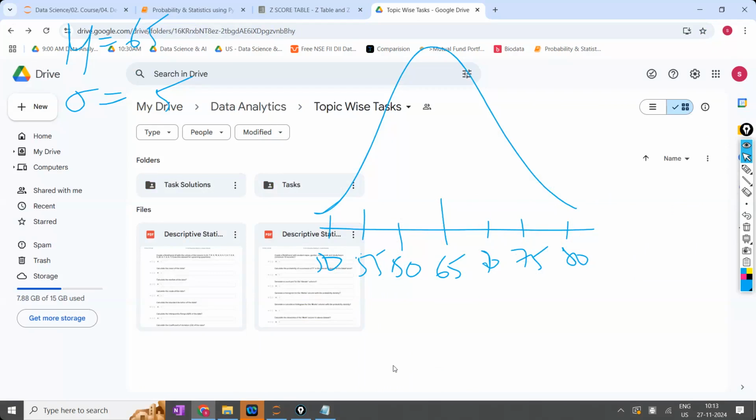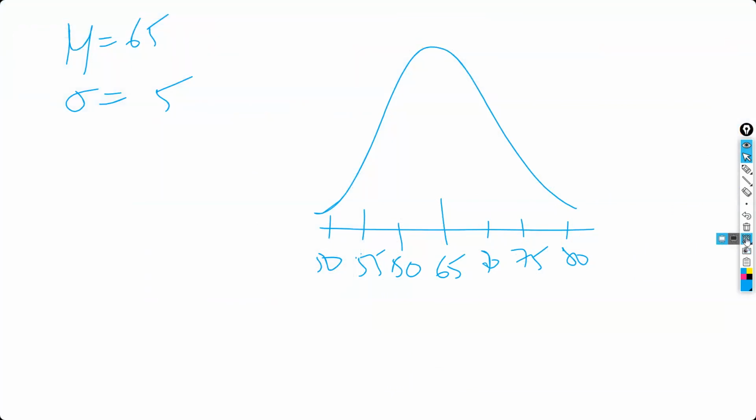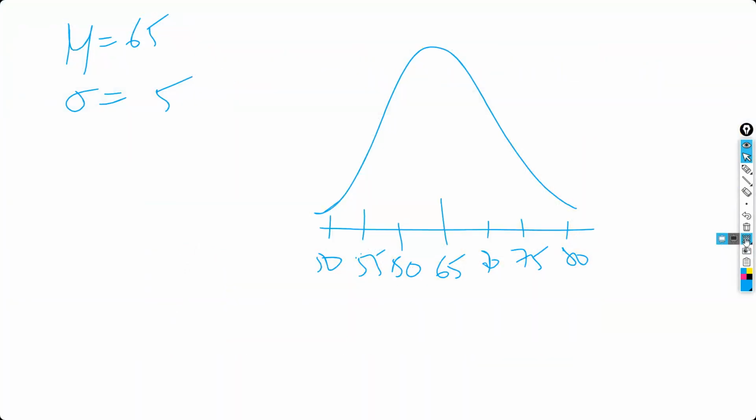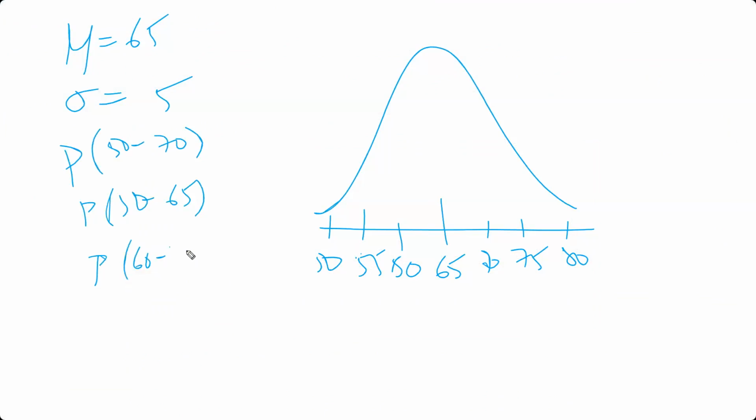Now, this is different. My questions are different. Calculate the probability of 50 to 70. What is the probability of 50 to 65? What is the probability of 60 to 70? What is the probability of 52 to 67?